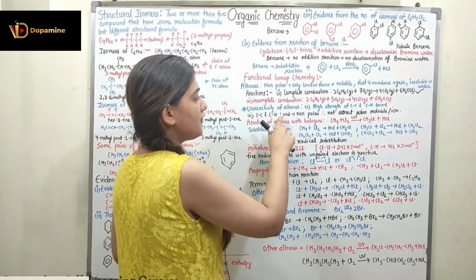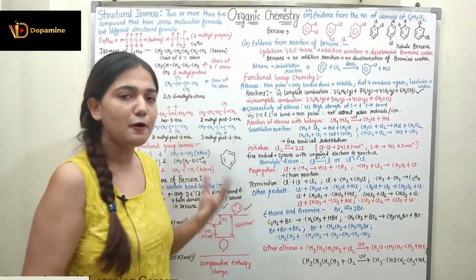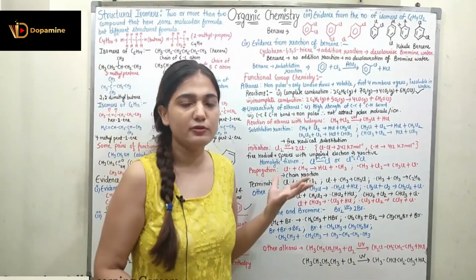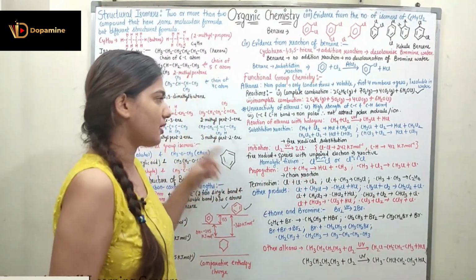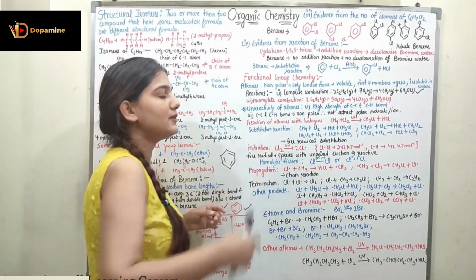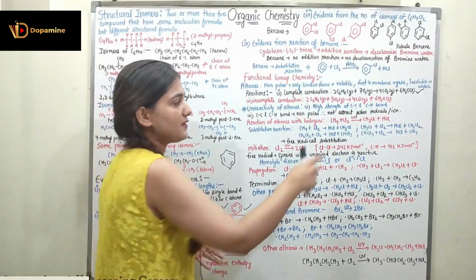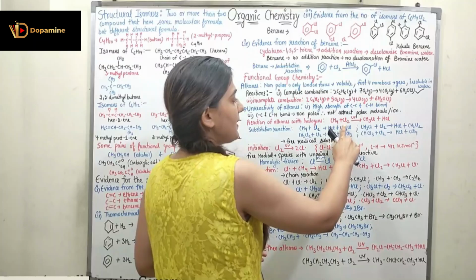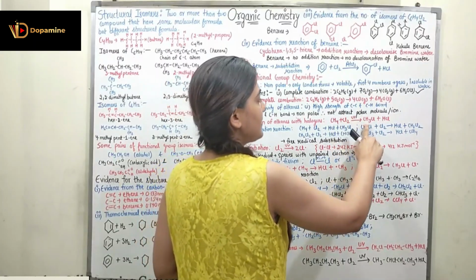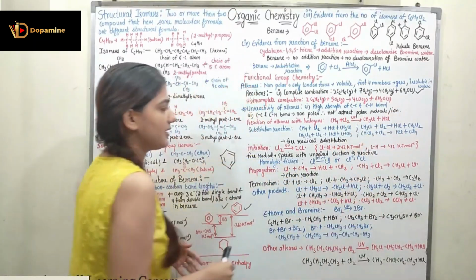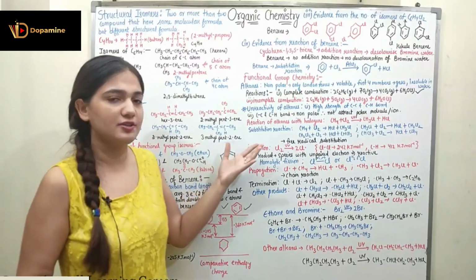Carbon-carbon and carbon-hydrogen bonds are non-polar, so they are not going to attract polar molecules and ions. This is the second reason. Coming to the reaction of alkanes with halogens: the reaction will only take place in the presence of UV light. So CH4 plus Cl2 in the presence of UV light gives CH3Cl plus HCl. This is a substitution reaction.